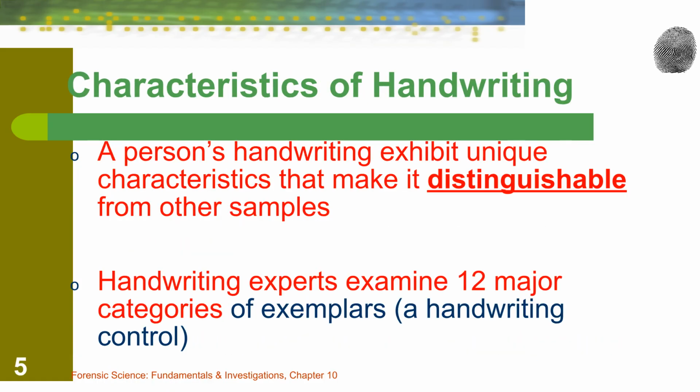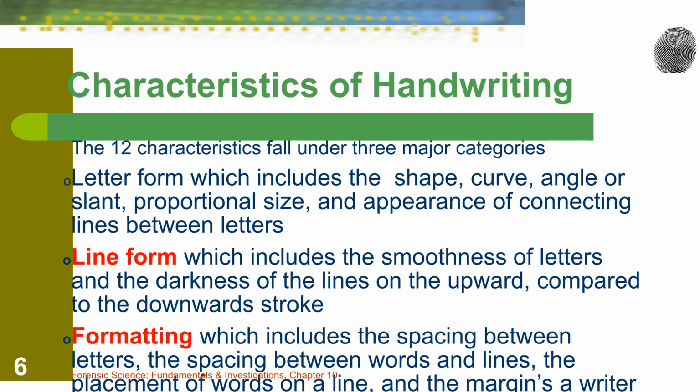A person's handwriting exhibits unique characteristics that make it distinguishable from other samples. Forensic handwriting experts examine 12 major categories, often comparing a suspect's handwriting to exemplars or handwriting controls. The 12 characteristics are grouped into 3 categories: letter form, line form, and formatting. Letter form includes the shape, size, and connection of letters. Line form refers to the smoothness of letters and the darkness of strokes. Formatting involves spacing, placement, and margins.